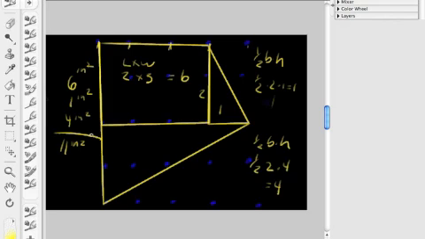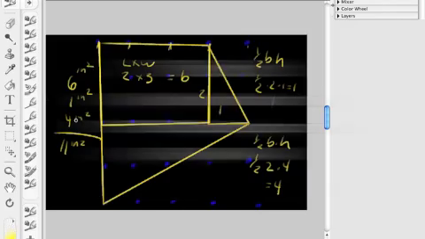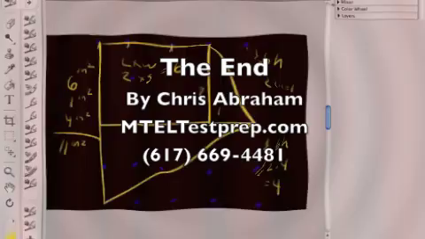Now obviously this wasn't the problem that was on the test, but using this idea, if I was given a closed polygon on a geoboard, all I would have to do is divide it into rectangles and triangles.